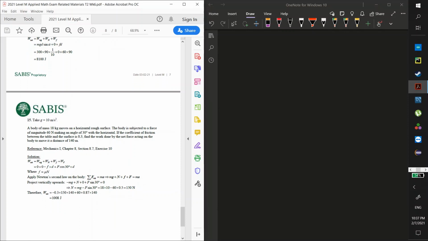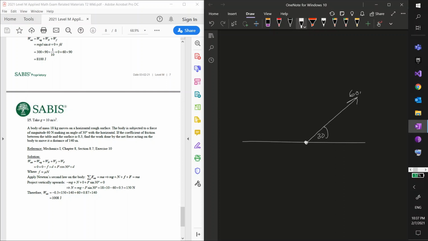Okay, so question 15. A body of mass 18 moves on a horizontal rough surface, meaning there is friction. The body is subjected to a force. So here's the body, call it a point. It's subjected to a force of 60 newtons, making an angle 30 with the horizontal.